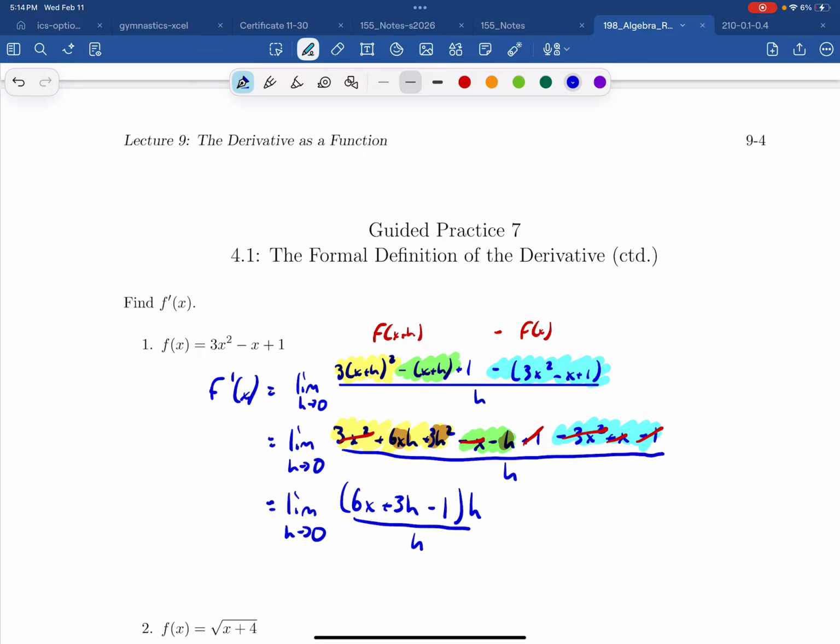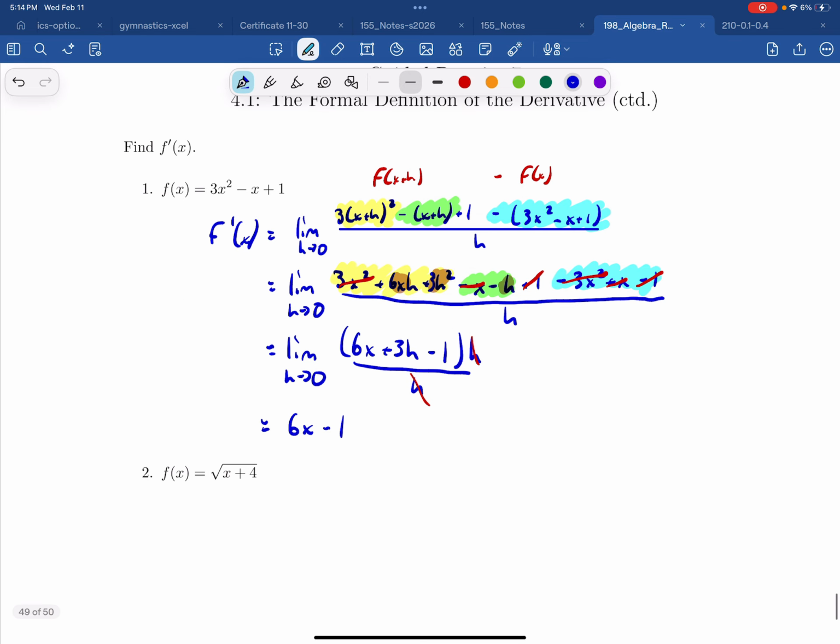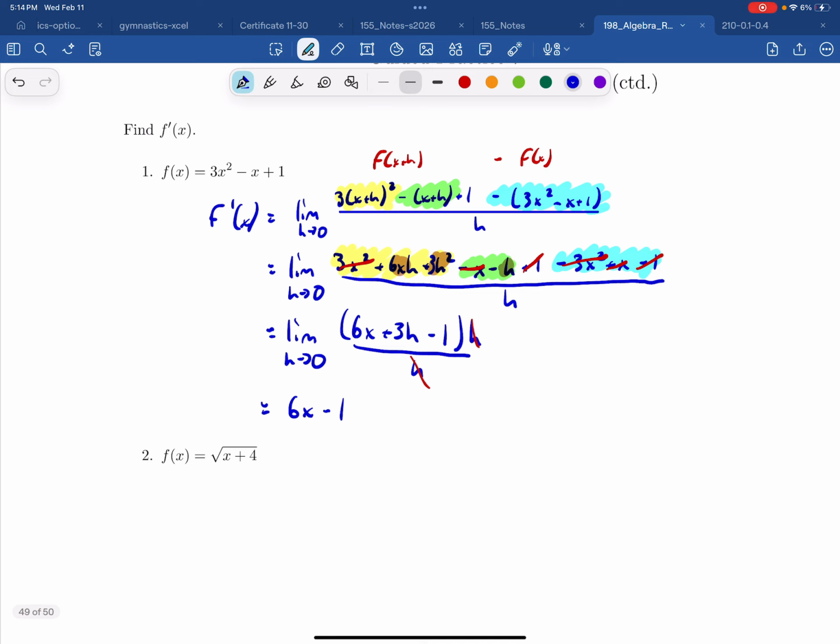Remember, the goal of all of these limits is to cancel out that h on the bottom so that we're not dividing by 0. And we just wind up with 6x minus 1. And sure enough, that's our answer. Okay? Remember, our answer is a function, not a number. That's the case with polynomials, right? Factor out the h. Simplify, factor out the h.